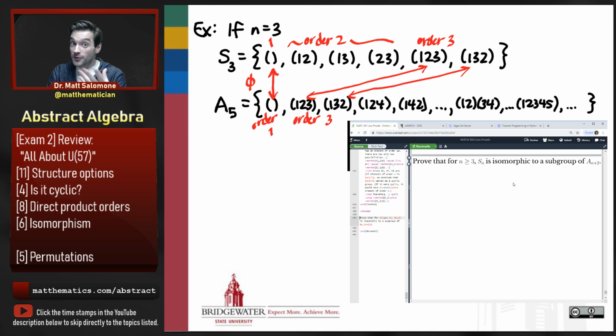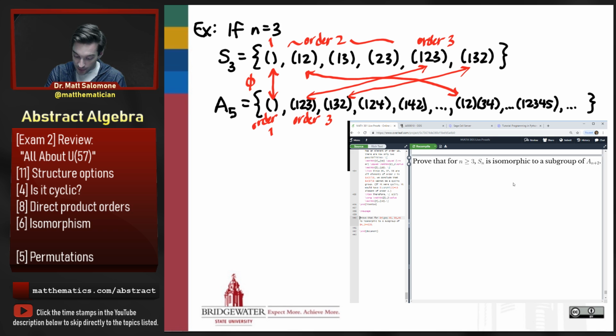And because isomorphism preserves the order of elements, I'd better relate those to elements of order 2 inside of A5. So where do I find an element of order 2? Well, here's one, right? This product of 2 transpositions, (1 2)(3 4), that's an element of order 2. So I should relate (1 2) to (1 2) composed with (3 4).